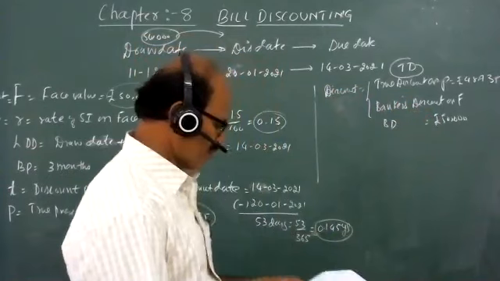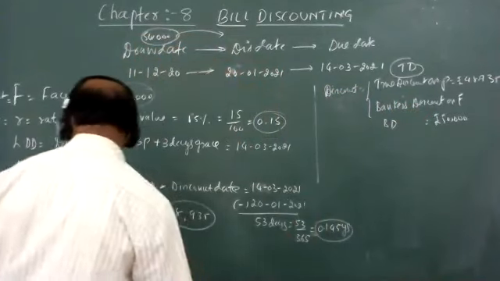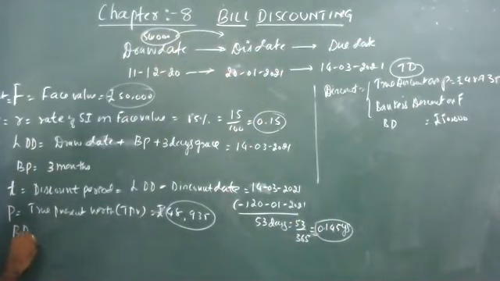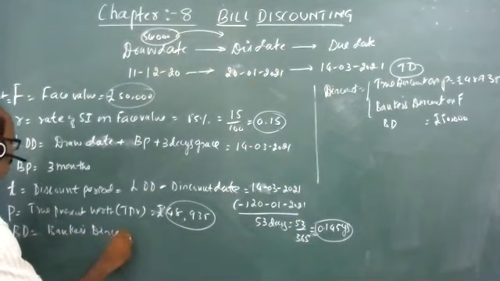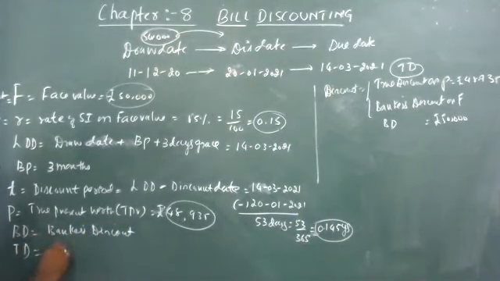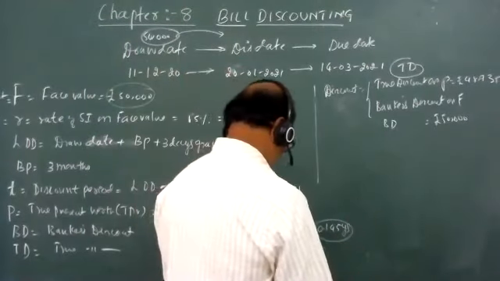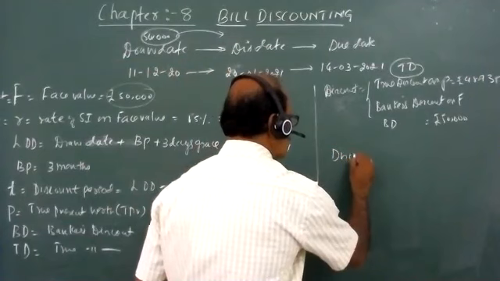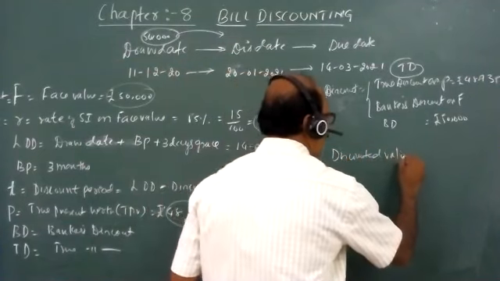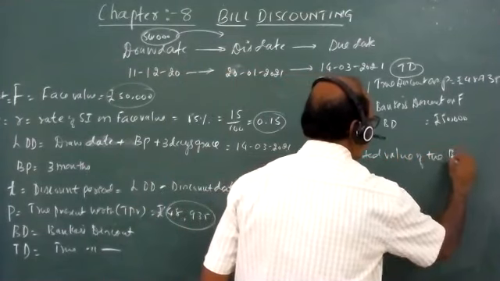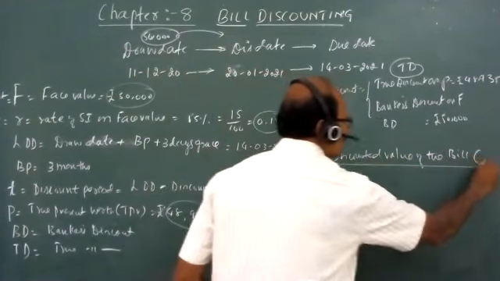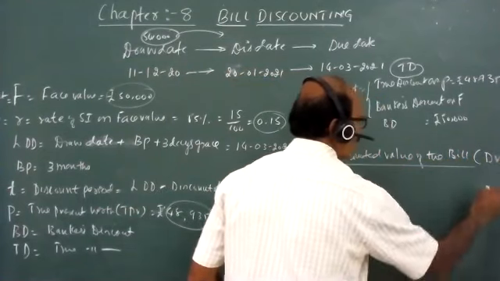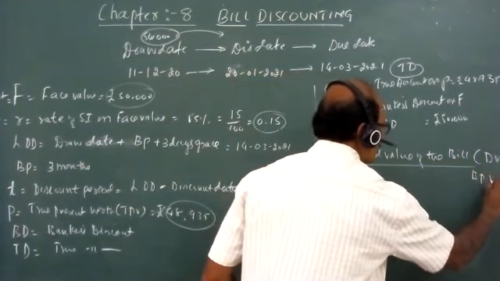Okay, now one more term comes here: BD, banker's discount, and one is true discount. I'm giving all the terms we're using here, right? Okay. Now, next comes the discounted value of the bill. It is also called DVB, or also called banker's present worth.